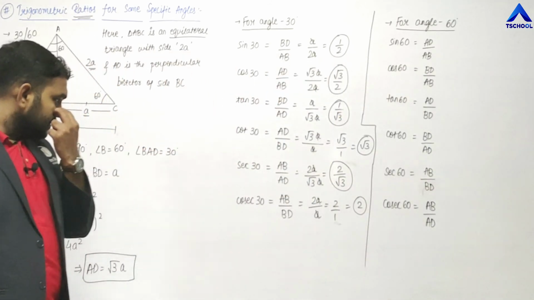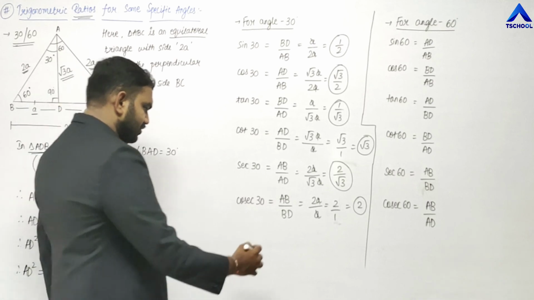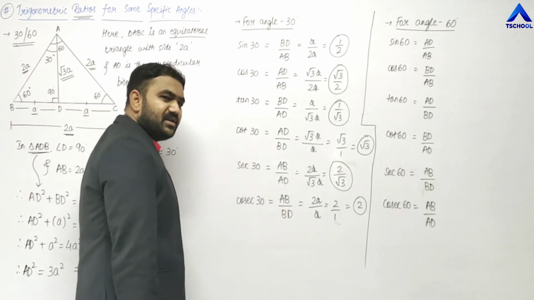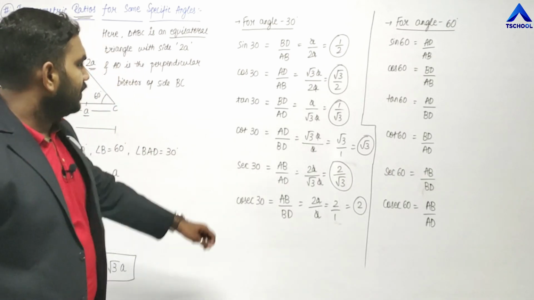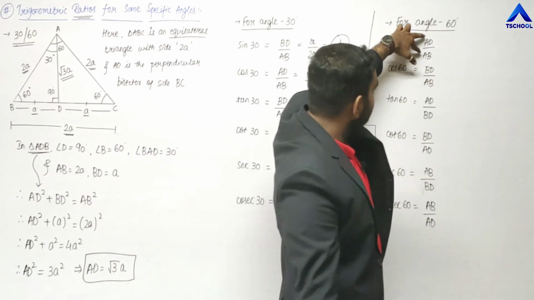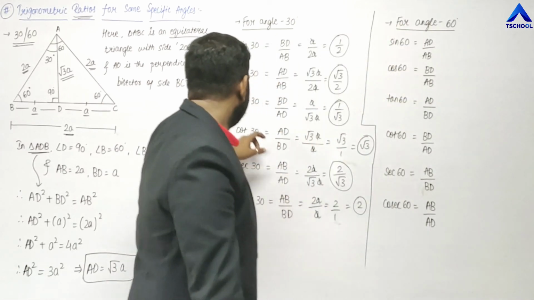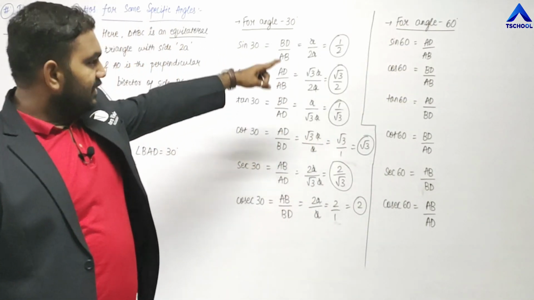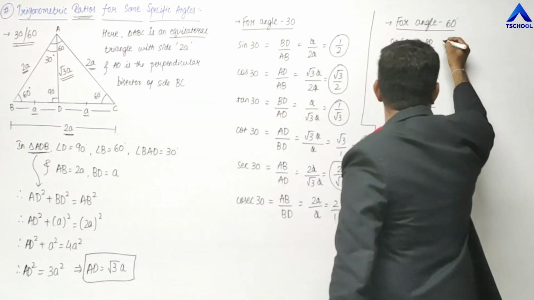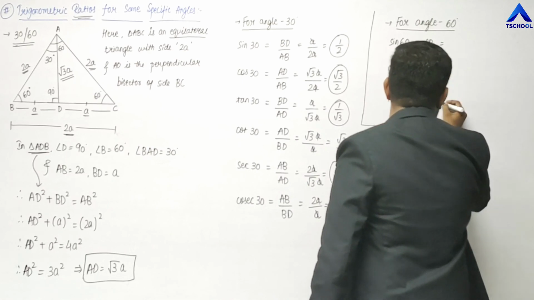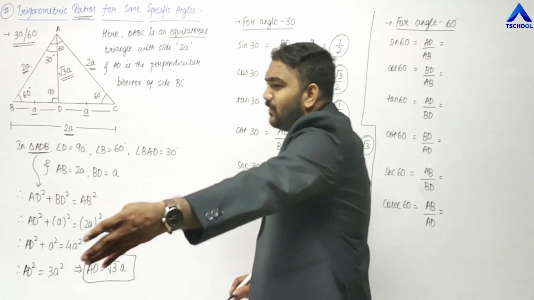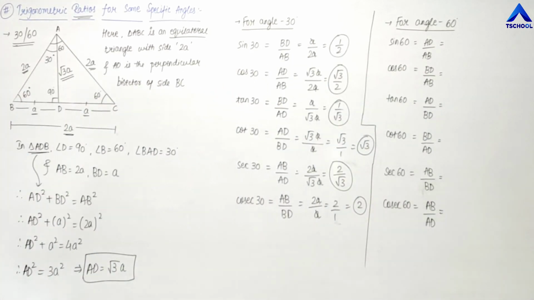If you have noticed the ratios, have you got anything similar? Look here. What is this? AD upon AB. What is this? AD upon AB. So you can clearly see that cos 30 is the first ratio there, that is sin 60. Is this thing clear? Yes or no? So I have got one of the similarities. Find out the rest of the similarities by yourself.